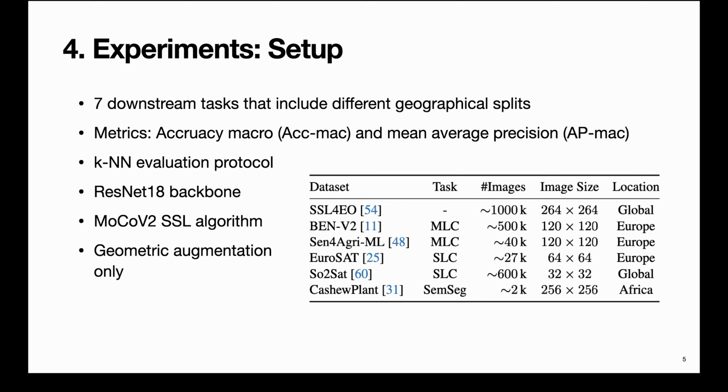We conduct experiments on 7 downstream tasks covering single-label classification, multi-label classification, and semantic segmentation across diverse regions and label spaces that include multiple geographical train test splits. For evaluation, we use macro accuracy and macro average precision. Unless stated otherwise, all experiments use a ResNet 18 MoCo v2 backbone, a KNN evaluation protocol, and geometric augmentations only.